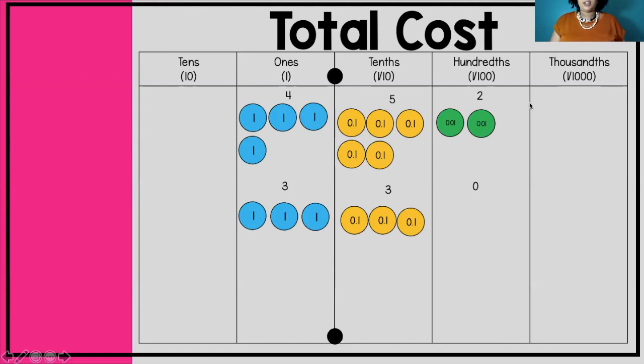Let's go over to my hundredths place. Looking at both of these, how many hundredths do I have in the hundredths place altogether? 1, 2, 2. How many tenths do I have altogether? 1, 2, 3, 4, 5, 6, 7, 8. There are 8. And how many ones do I have altogether? 1, 2, 3, 4, 5, 6, 7. 7. So the total cost of 2 pounds of grapes and 3 pounds of potatoes is $7.82.